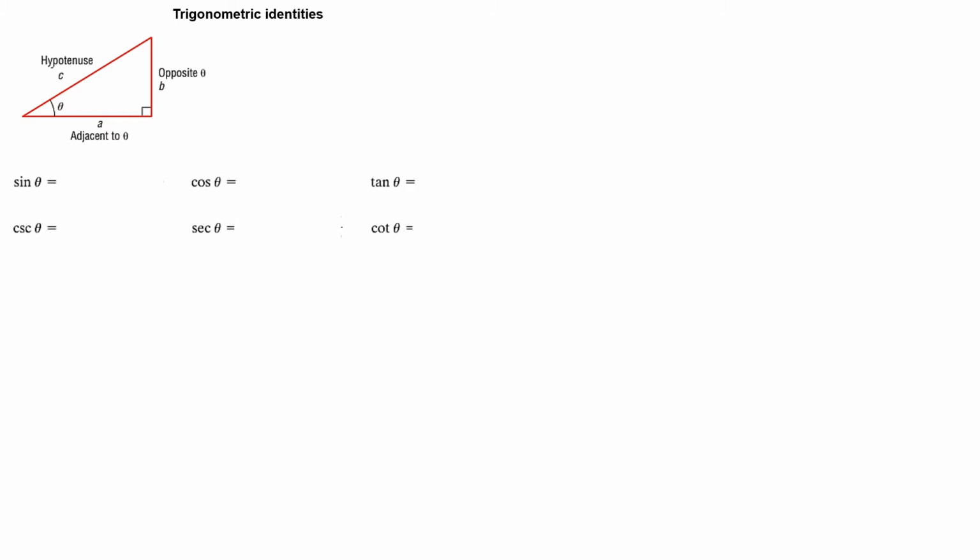Using the three sides of this triangle, we can form exactly 6 ratios. The ratios of the sides of a right triangle are called trigonometric ratios. 3 common trigonometric ratios are the sine, cosine, and tangent. Sine is defined as the ratio of the opposite to the hypotenuse. Cosine is defined as the ratio of the adjacent to the hypotenuse. And tangent is defined as the ratio of the opposite to the adjacent.